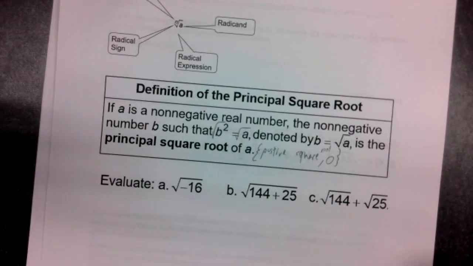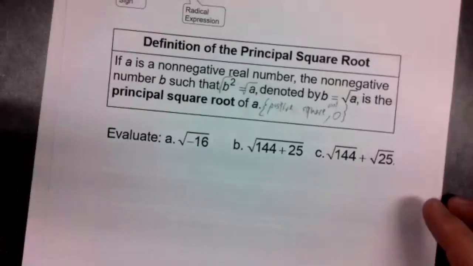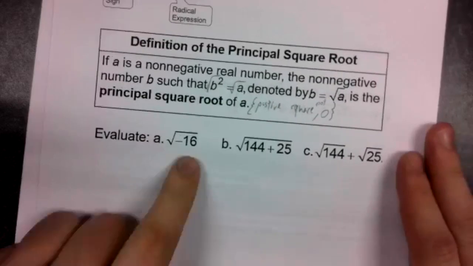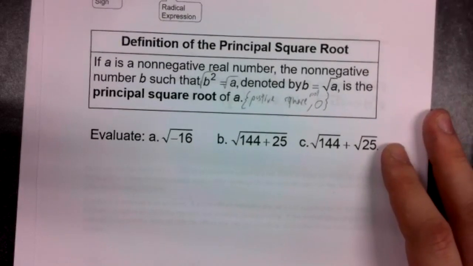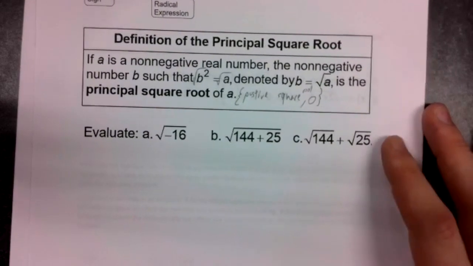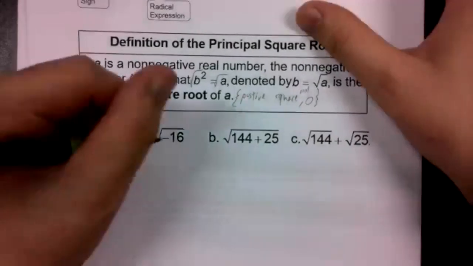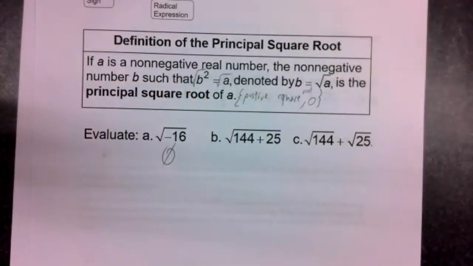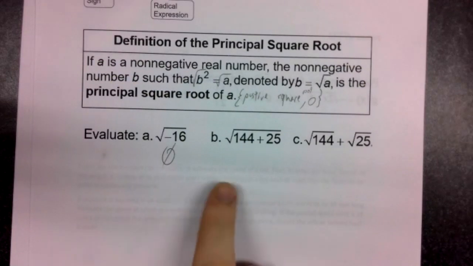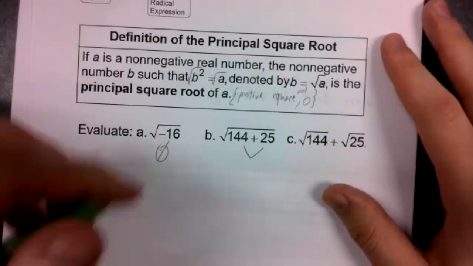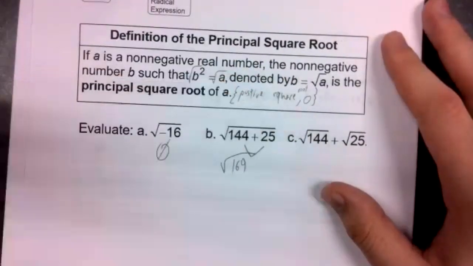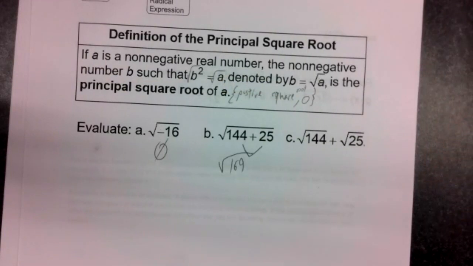Okay, so if we want to evaluate these, we want to find the positive square root of each. If we look at this one, this is a negative, right? And there are no two numbers in the real numbers that will multiply to a negative number. So for a, there's specifically no solution. There's no number that we can square to get negative 16. For b, we can simplify this a little bit by adding these together. If I add those together, we get the square root of 169, and the positive square root of 169 is 13.